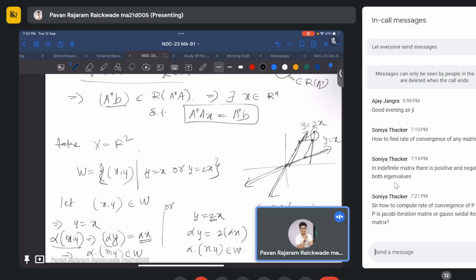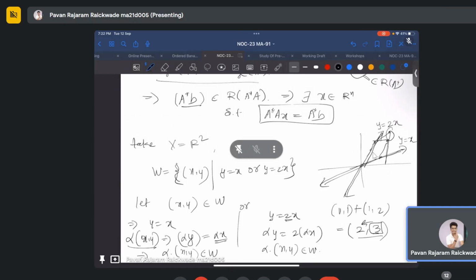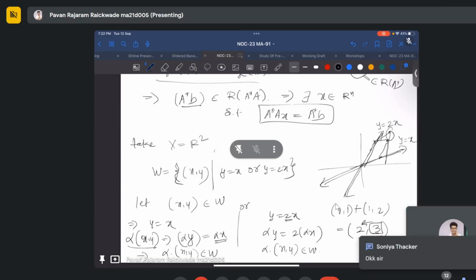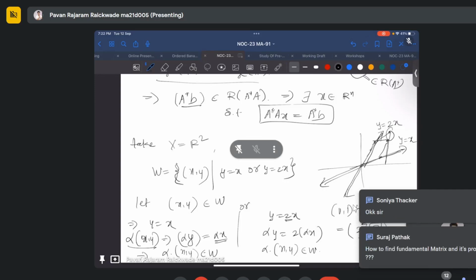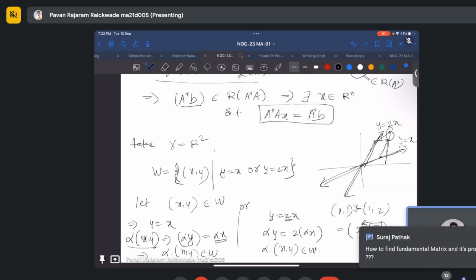Have you seen the lecture videos? Maybe then I'll watch and then I'll explain in the next session, if there is some confusion regarding the rate of convergence of the matrix P. Sir, this topic is explained in the lecture, sir. This rate of convergence of a matrix is explained in the lecture. Okay, I'll explain this.